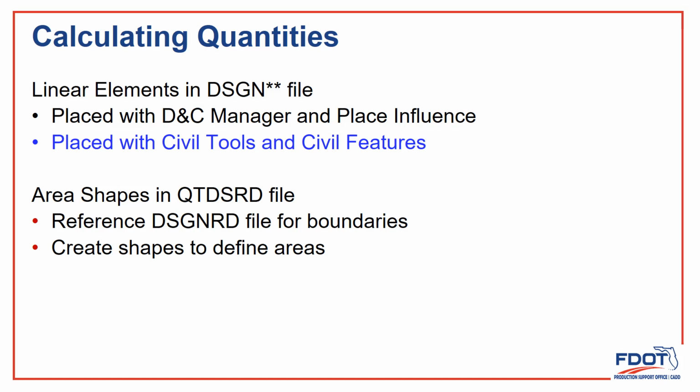For quantities that aren't lines or cells, though, specifically quantities that involve areas or tonnage, we have to define the areas that are enclosed by those lines and curves in our drawings. So for those quantities, we have the quantity shape file, or QTD-SRD. This file is specifically created to reference the design file and create shapes that we can then use to define those areas, so we can calculate those areas or tonnages or cubic yards of material.